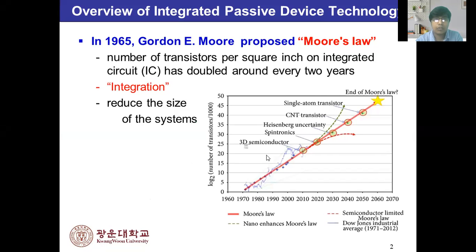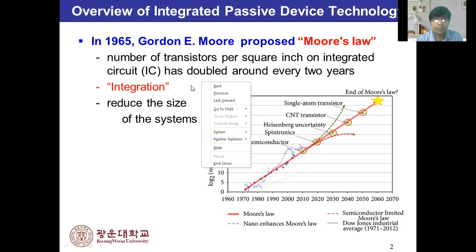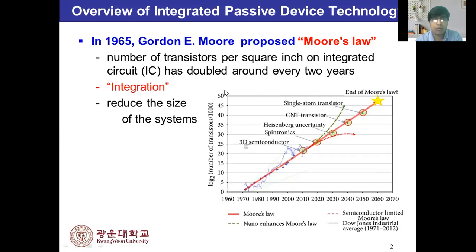First of all, we will talk about an overview of how integrated passive device technology came into technological development. In 1965, Gordon Moore proposed Moore's law. This law states that the number of transistors per square inch on an integrated circuit doubles after around 2 years.